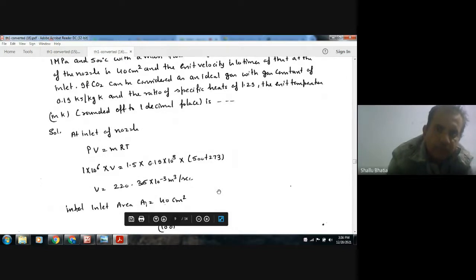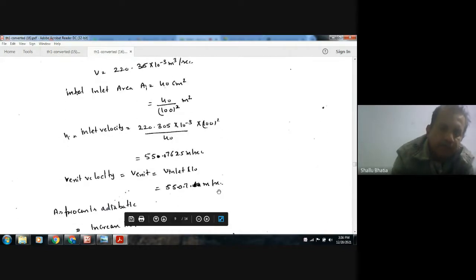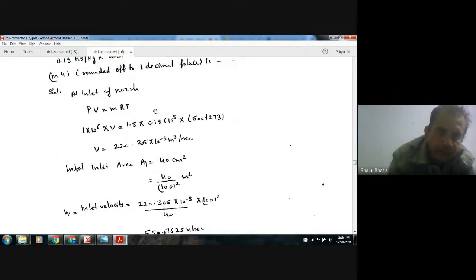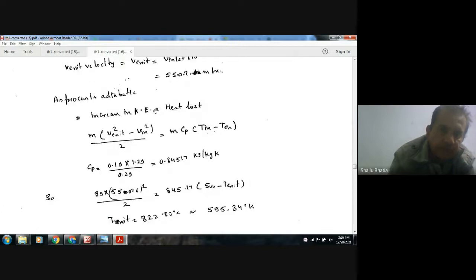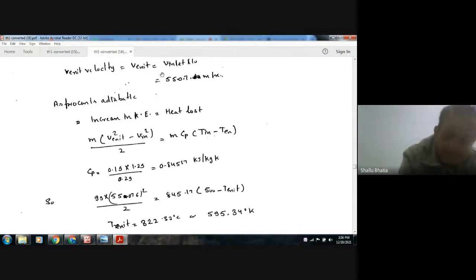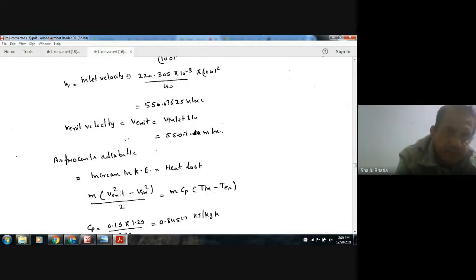So we have to calculate the exit temperature. Now we have the inlet velocity, the exit velocity, and the inlet temperature. We can calculate the exit temperature by using the energy equation. There is an increase in kinetic energy, as the velocity has increased from V1 to V exit, and heat is lost, as the temperature is decreased from T1 to T exit.